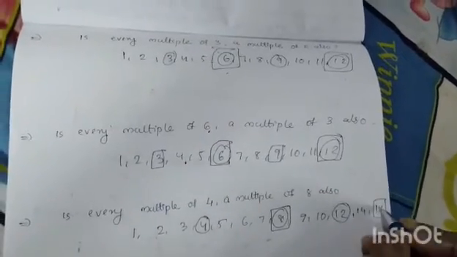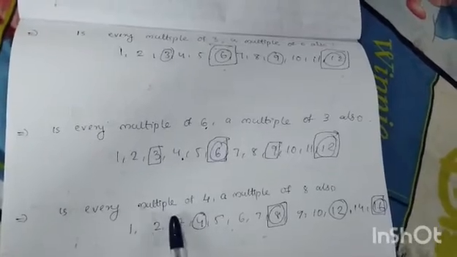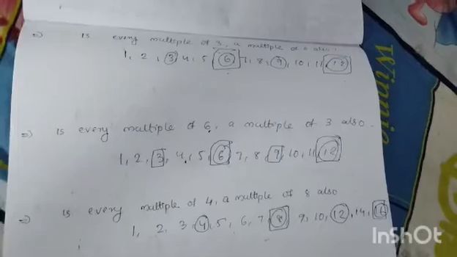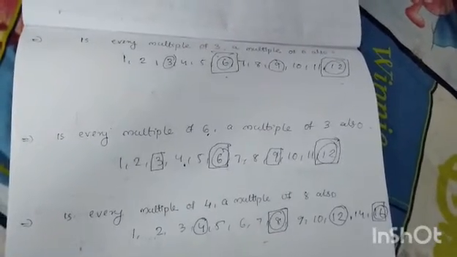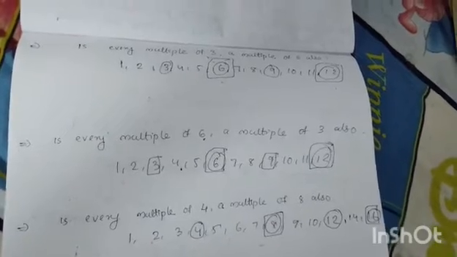Here 16 is also a multiple of 4. So we can say that every multiple of 8 is a multiple of 4. But in reverse, we can say not every multiple of 4 is a multiple of 8.